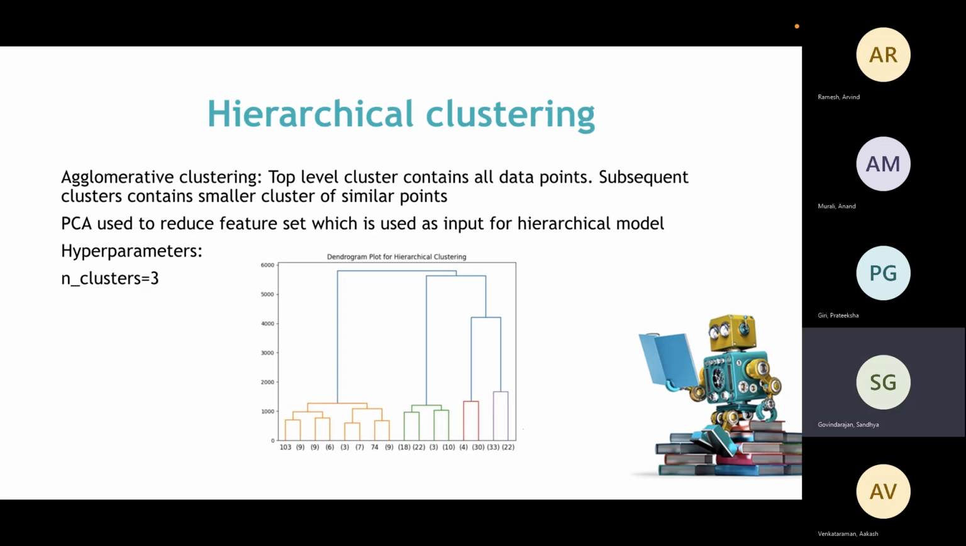The next model we used was the hierarchical clustering model. The way it works is that there's a top level cluster that contains all the data points, and the subsequent clusters contain similar data points and similar smaller clusters. Here we also used PCA, and the number of clusters we gave was 3. And this is a dendrogram plot for hierarchical clustering. As you can see, there's a top level, and the bottom level contains similar clusters denoted by these images.